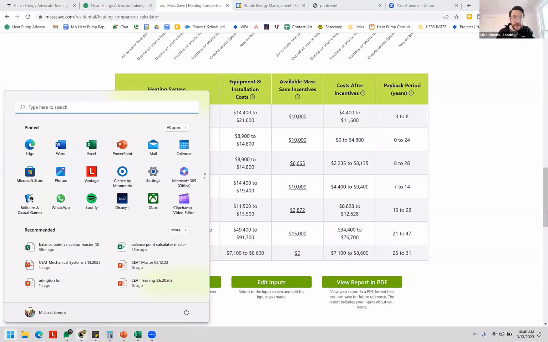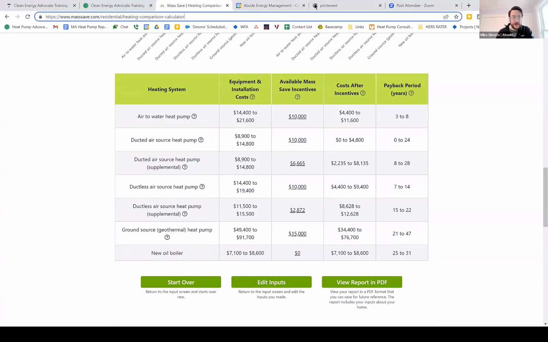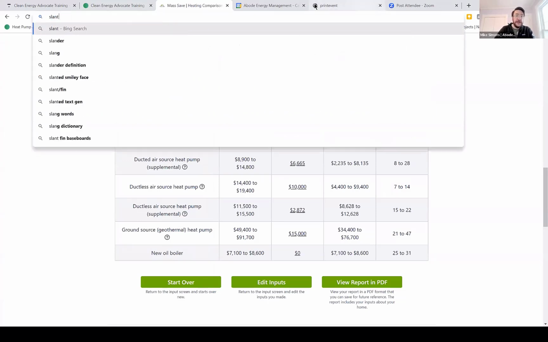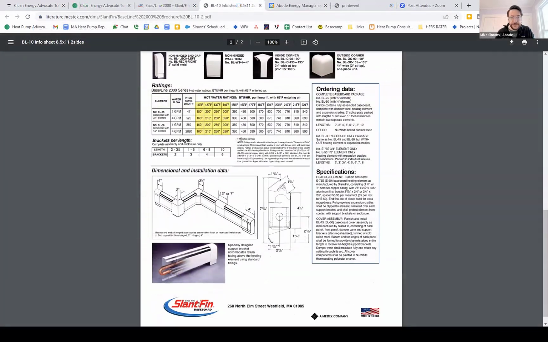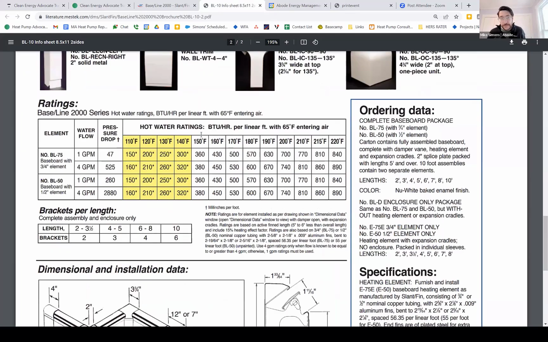All right. Yep, that's a great question. So let's just go over and we'll just go to slant fin BTU. Okay. All right. Just to confirm, everyone can see a PDF that has a bunch of numbers on it. Okay, thank you. All right, so let's just look at what will happen with the baseboard.